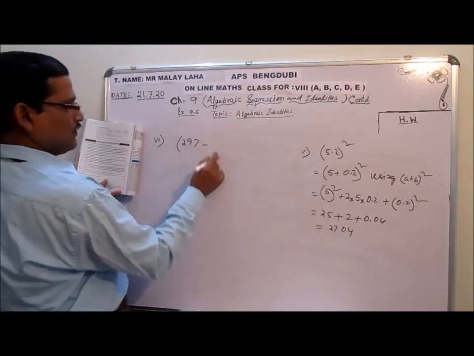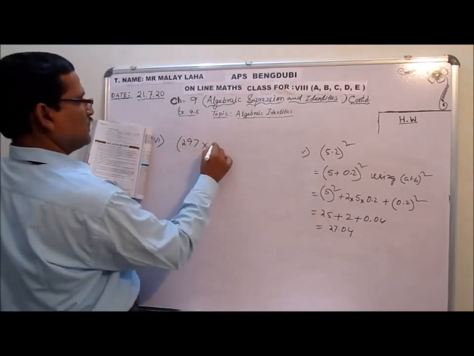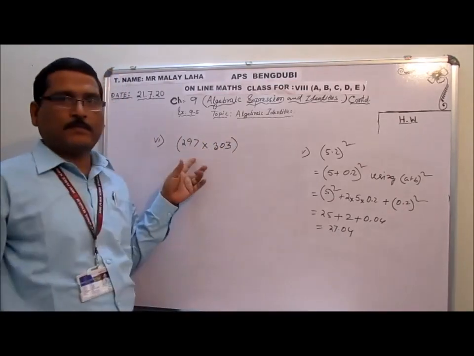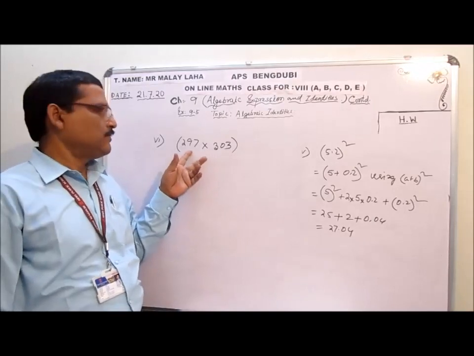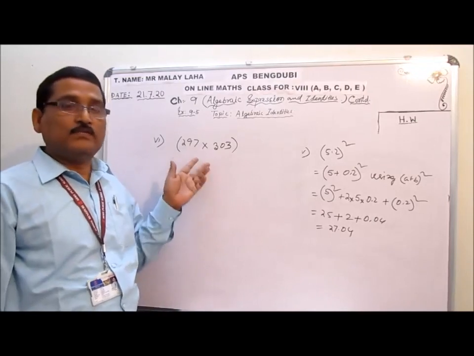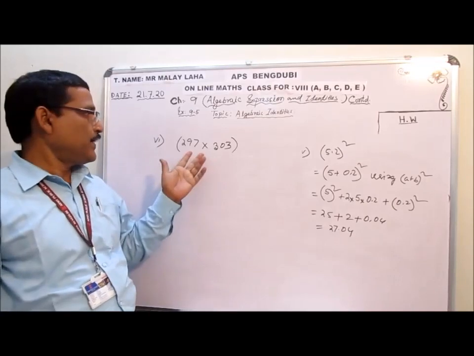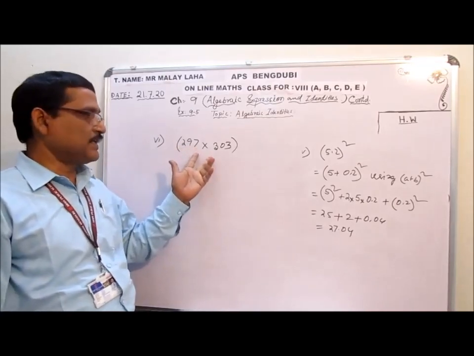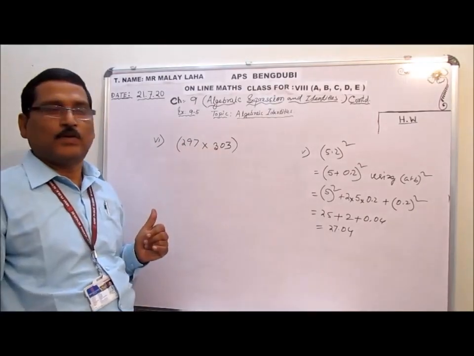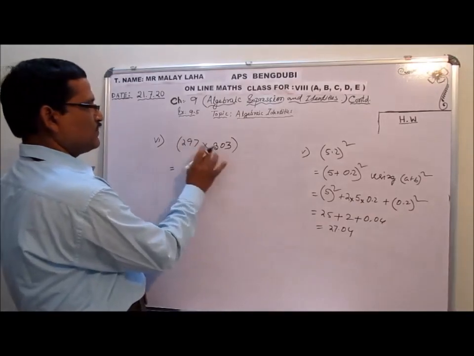297 into 303. Find the result. If you multiply directly, sometimes I have seen silly mistakes. Children are multiplying these two and getting the result. No, using identity you have to multiply. So what do I have to do? We have to split these two numbers in such a way. What is the middle one of 297 and 303? You have to find out. This technique is, what is the middle one of these two numbers?